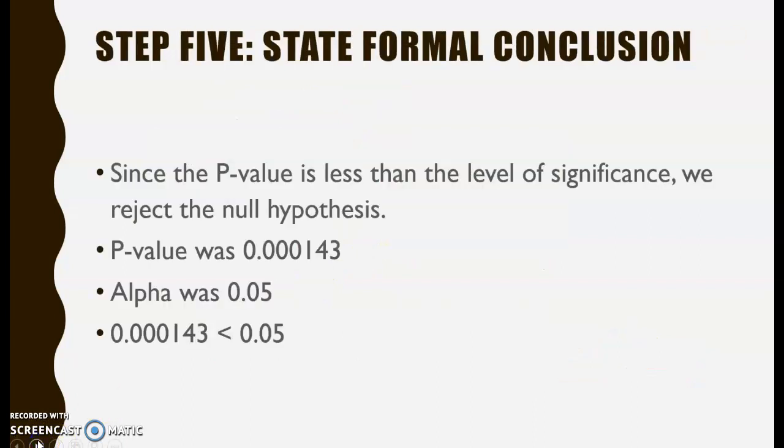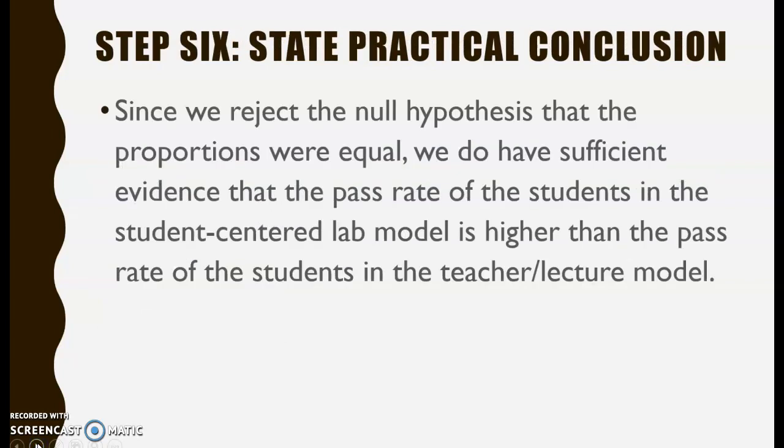Then we compare the p-value to the alpha. It's significantly less. Right? Way less than the alpha. So we reject the null, and then we bring it back to the initial situation. Since we reject the null hypothesis that the proportions were equal, we do have sufficient evidence that the pass rate of the students in the student-centered lab model is higher than those in the teacher lecture model.